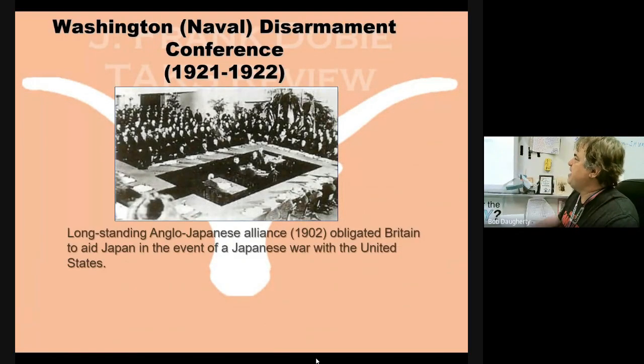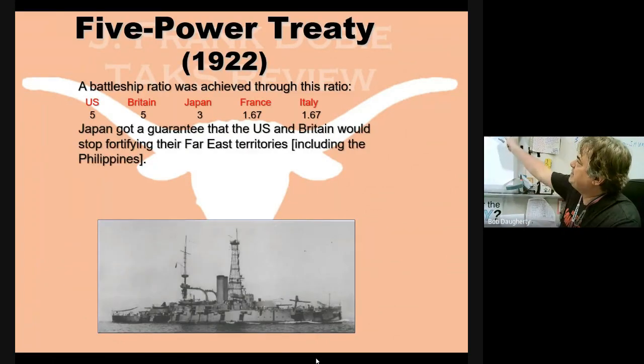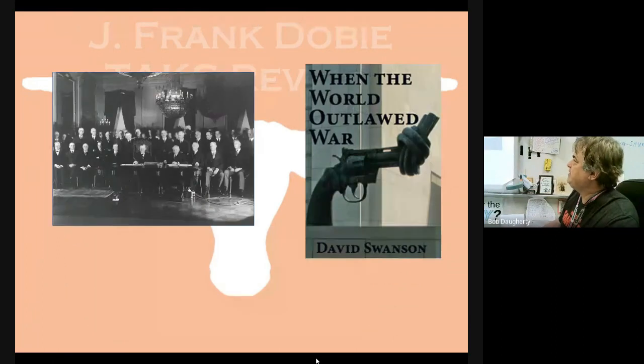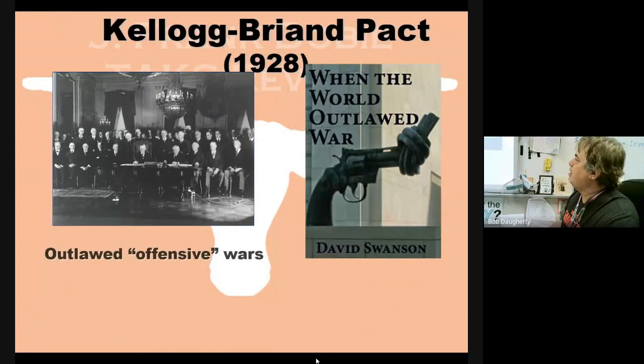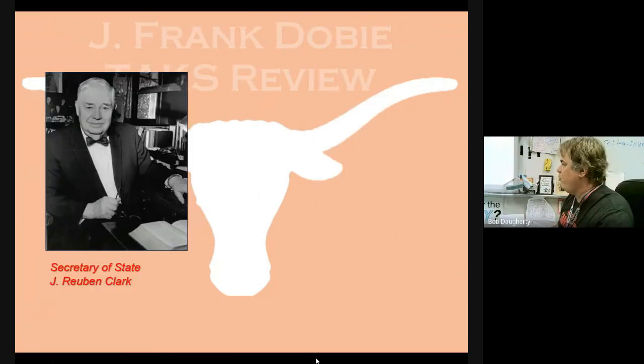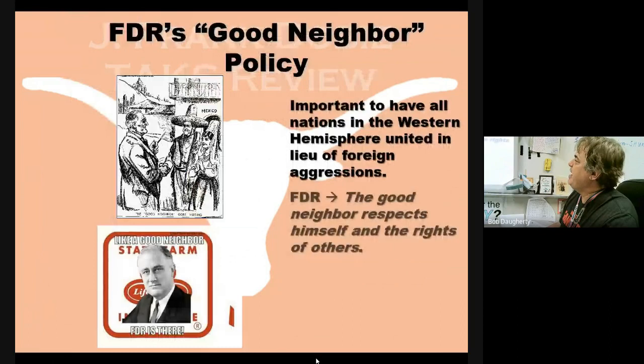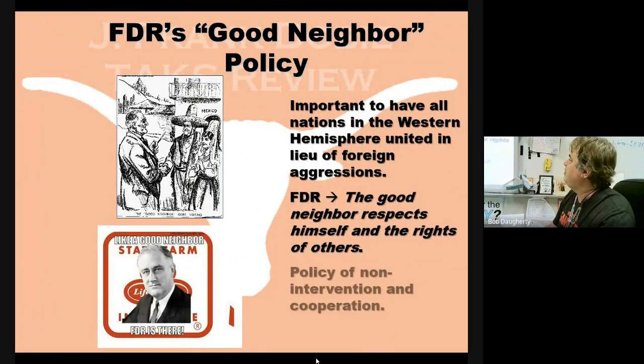Here is just the Washington Naval Conference, y'all. I'm just going to fly through some of this stuff. There you see the setup, France and Italy, 1.67. Here you see the Kellogg-Briand Pact. The world literally outlawed war. How do you enforce it? I'm going to skip through some of this. There's the good neighbor policy. Think of State Farm: like a good neighbor. FDR is there, okay?